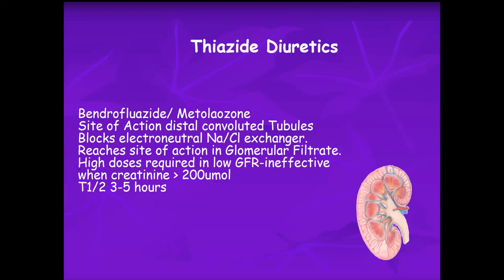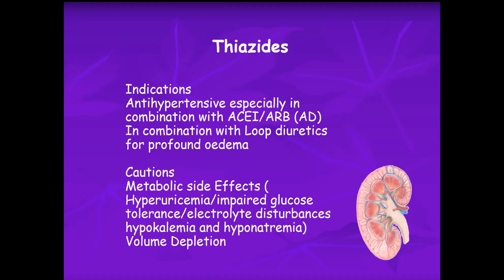It should be the standard prescribed drug for first-line therapy for hypertension, but often is not. Its indication is as an antihypertensive, especially in combination with ACE inhibitors or your angiotensin receptor blockers, and in combination with loop diuretics for profound edema. The cautions: it causes metabolic side effects, hyperuricemia, impaired glucose tolerance, electrolyte disturbances, hypokalemia, hyponatremia, and volume depletion.